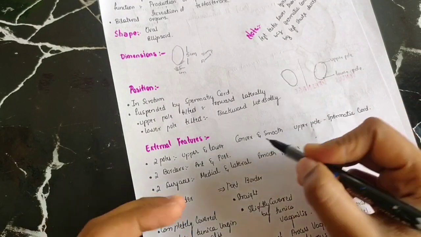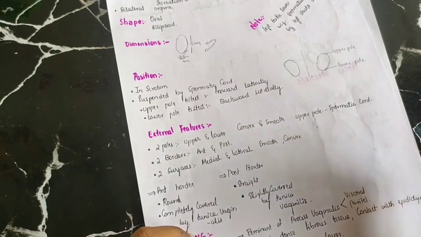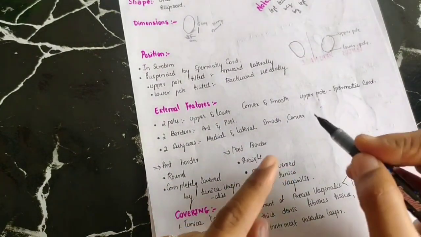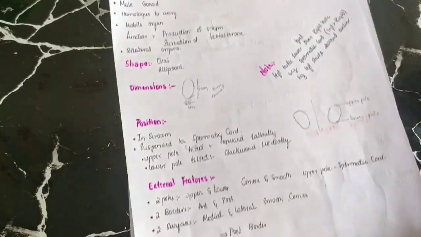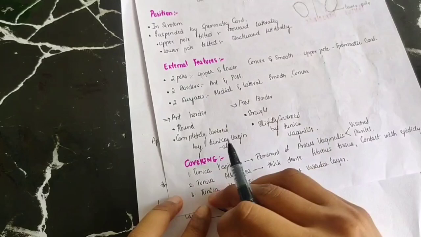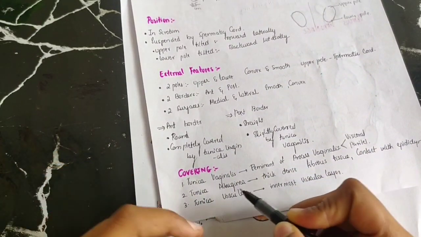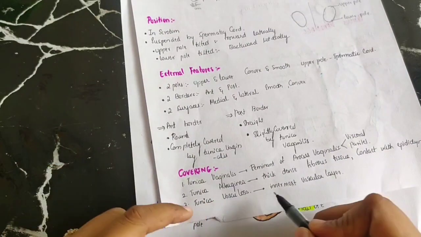The upper pole and lower pole are smooth and convex, and the upper pole is where the spermatic cord attaches. The anterior border is round and completely covered by tunica vaginalis, whereas the posterior border is tight and only slightly covered by tunica vaginalis. There are three coverings of the testis: tunica vaginalis, tunica albuginea and tunica vasculosa. As the name says, the vasculosa is a vascular layer, the innermost layer.